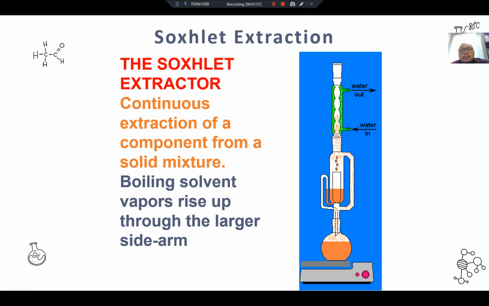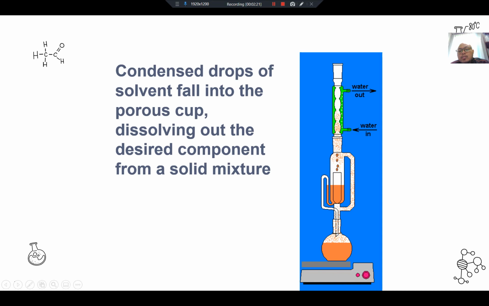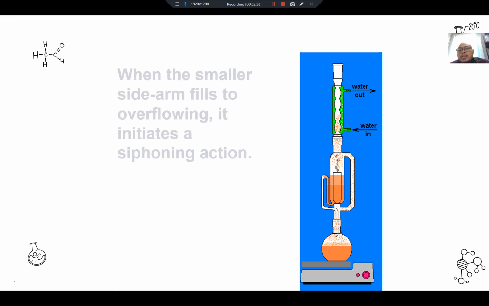So here, the solid extraction is continuous extraction of a component from a mixture. At the solvent's boiling point, the solvent vaporizes up through the larger side of the arm. If you look over here, here is the siphon. When you put it under heat, your solvent will get evaporated and then condensed back into the thimble. When it condenses, it increases the volume over here until it reaches a certain height. The condensate falls into the porous cup, dissolving all desired components of the solid mixture.